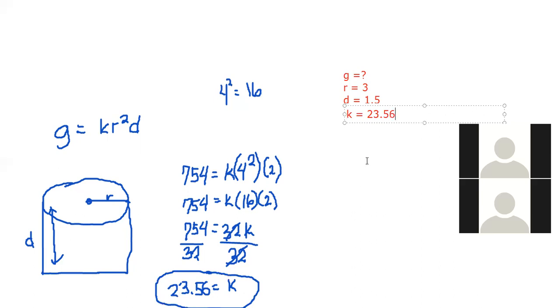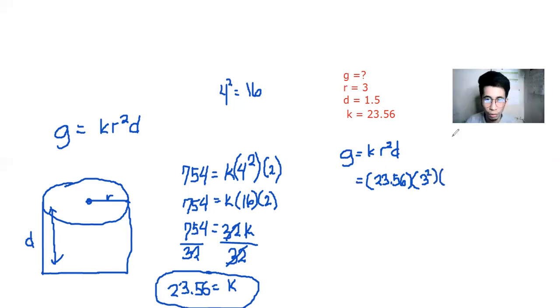So, solve na natin yan. G is equals to K times R squared, then times D, which is K is equals to 23.56 times R natin, 3 squared, then times D natin, 1.5. Okay, compute sa calculator, dire-diretso kung kaya nyo.